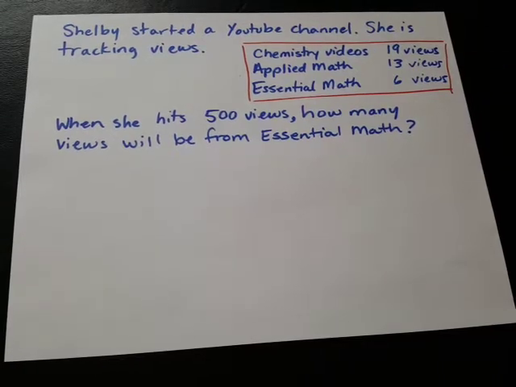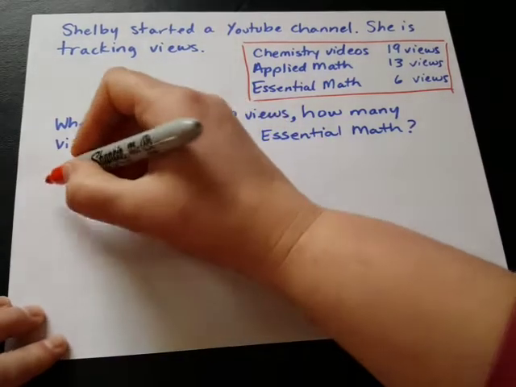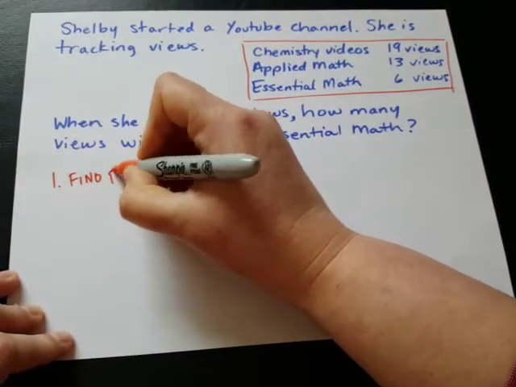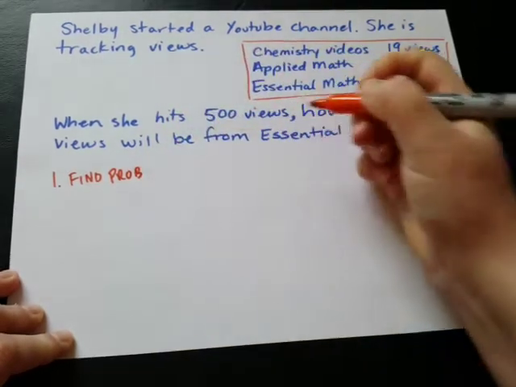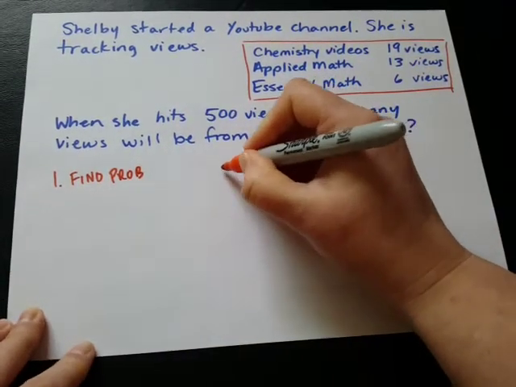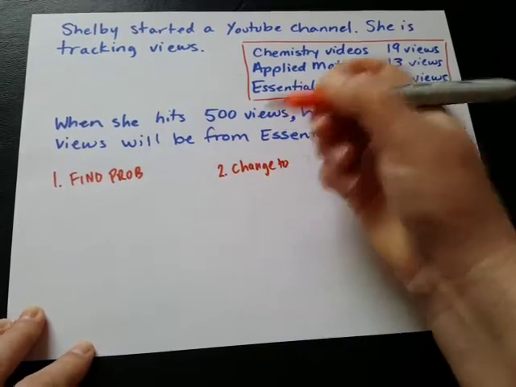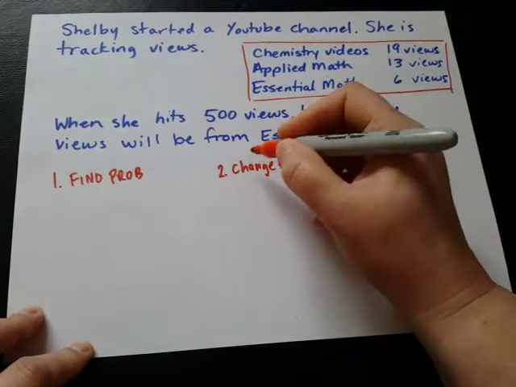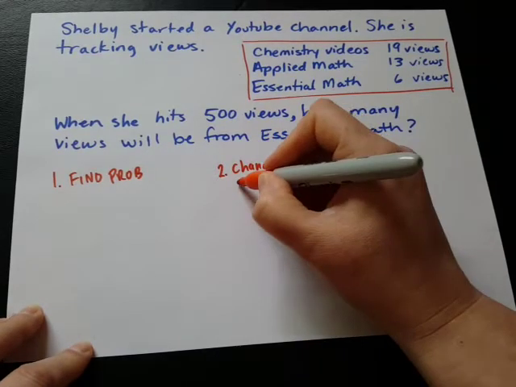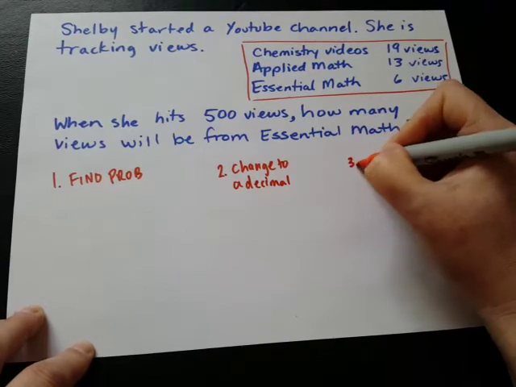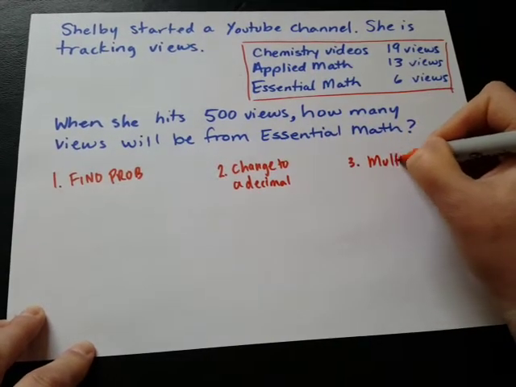In order to solve this, we're going to do 3 steps. So first, we have to find the probability. Our second step is going to be to change it to a decimal. These 3 steps are the same for every one of these prediction questions. And the third step is to multiply.